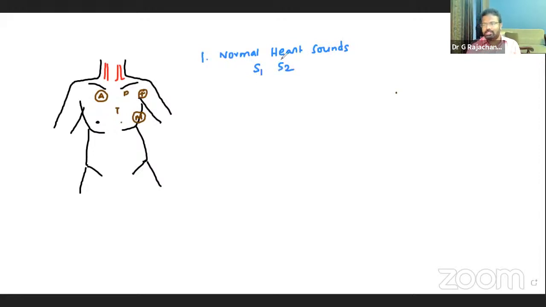Okay. So first listen to the normal heart sounds. When you listen to the normal heart sounds, that is S1 and S2. Only S1 and S2 are basically audible in all the patients. Okay. Then you not only listen to the normal heart sounds, first identify whether they are normal or abnormal. Normal or abnormal means S1 is normal intensity, or it is louder, or it is softer, or it is absent. All these things you need to be worried about.